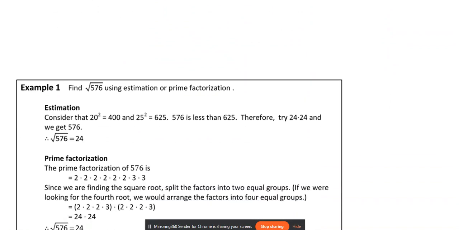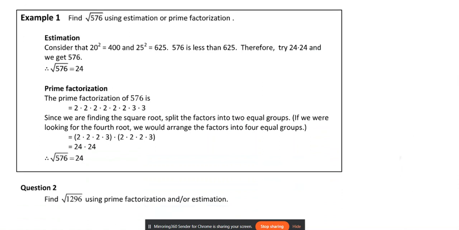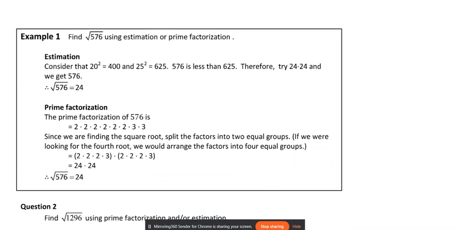I'm going to skip past that one. Example 1. We can find the square root of something like 576 using estimation or prime factorization. We could estimate, using those benchmarks to figure out where we are, and do trial and error. Typically that's probably what you're going to do, if I'm being honest: what is 23 times 23? What is 24 times 24? Until you get to that number.